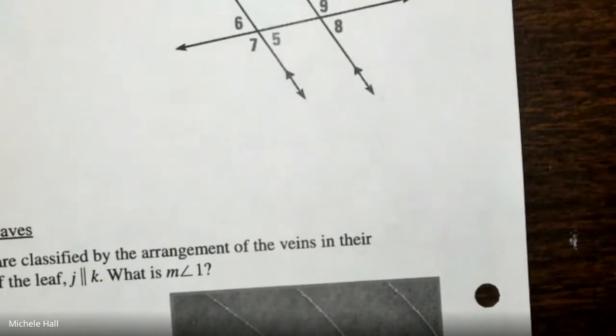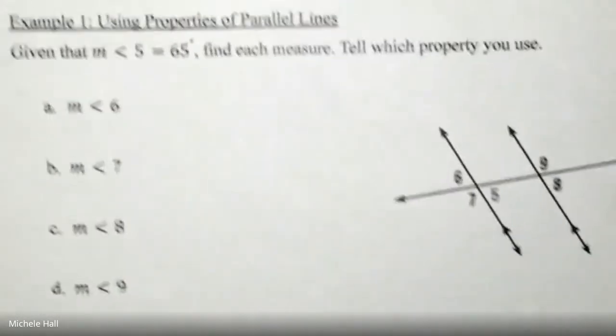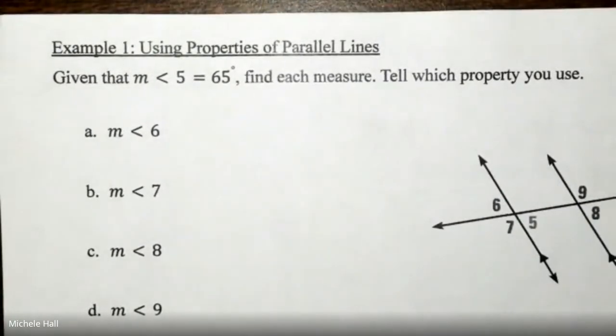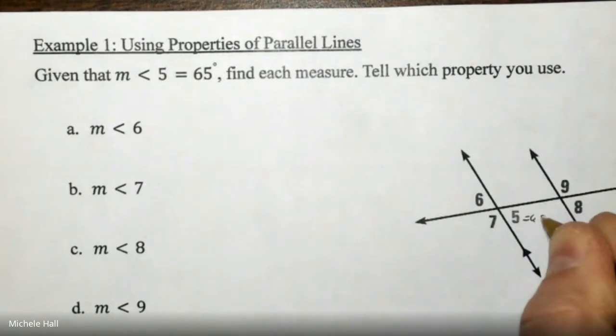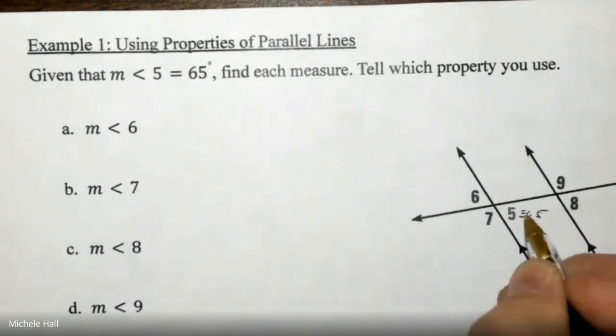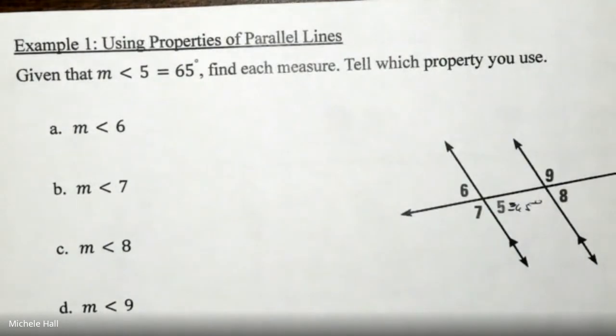All right, here we go. I mean, we just did this. You could actually fill out this whole thing by yourself on example 1. Given that the measure of angle 5 is 65, the first thing I would do is put it in there. Always put it in your picture so you're not tricked by what's going on here. Fill out the rest of them. If angle 5 is 65, find the rest of them.